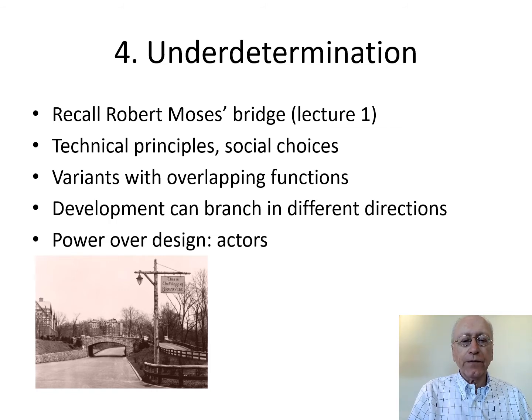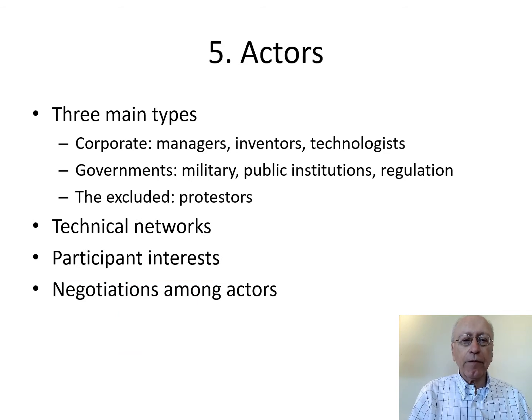Power plays a role here, and this has to do then with the actors who intervene in design, some more powerful than others and therefore more influential on the outcome. There are three main types of actors. There's the corporate ones, the managers, inventors, and technologists who work in business. Then there are governments. The military innovates. Public institutions employ a lot of technology and develop it. And then regulation is a fashion by which the government intervenes in corporate and all other technological activities.